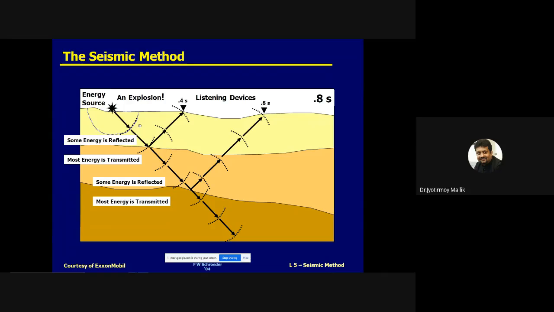Because with the wavefront, it's like when you make a pond ripple, all the energy is going in all the possible directions, right? Just to understand the concept, we are concentrating on this particular ray path. That's about it. Is that okay?